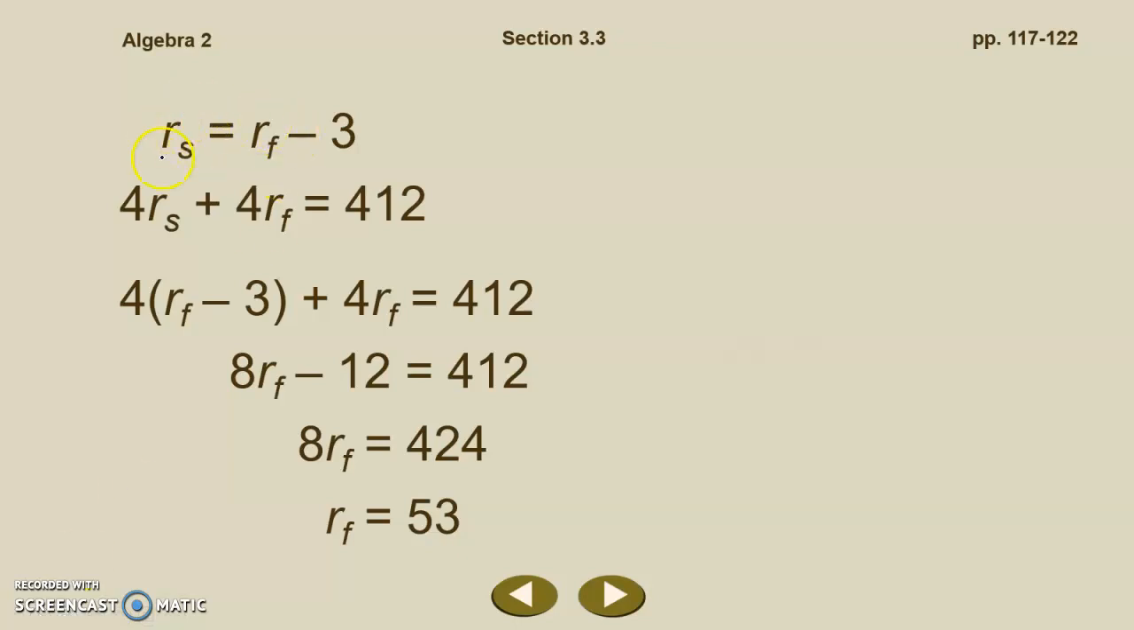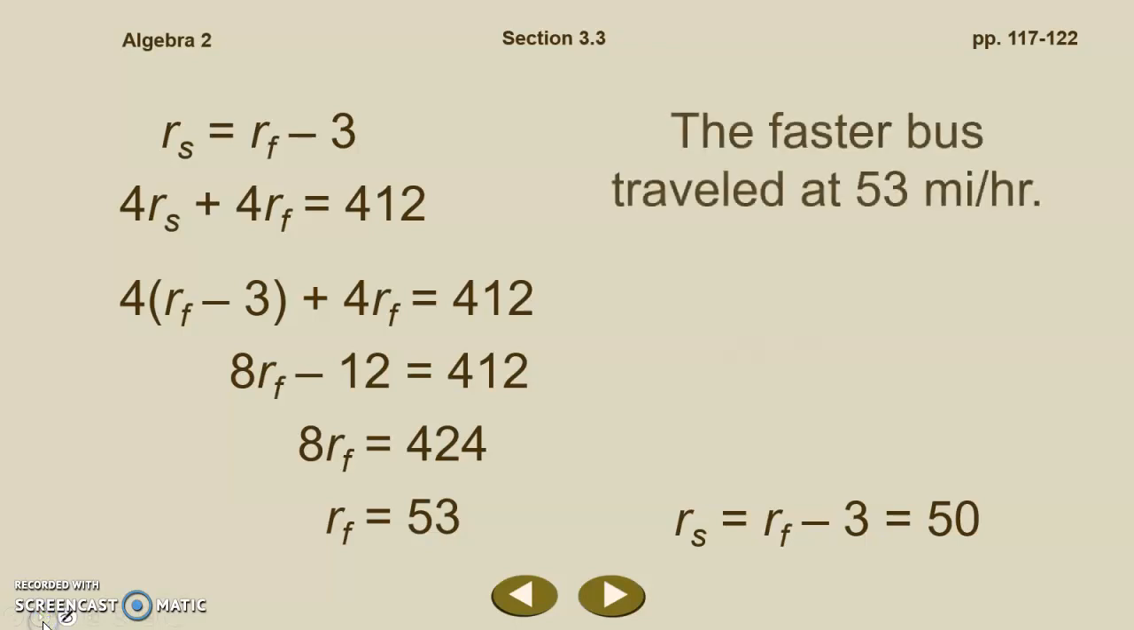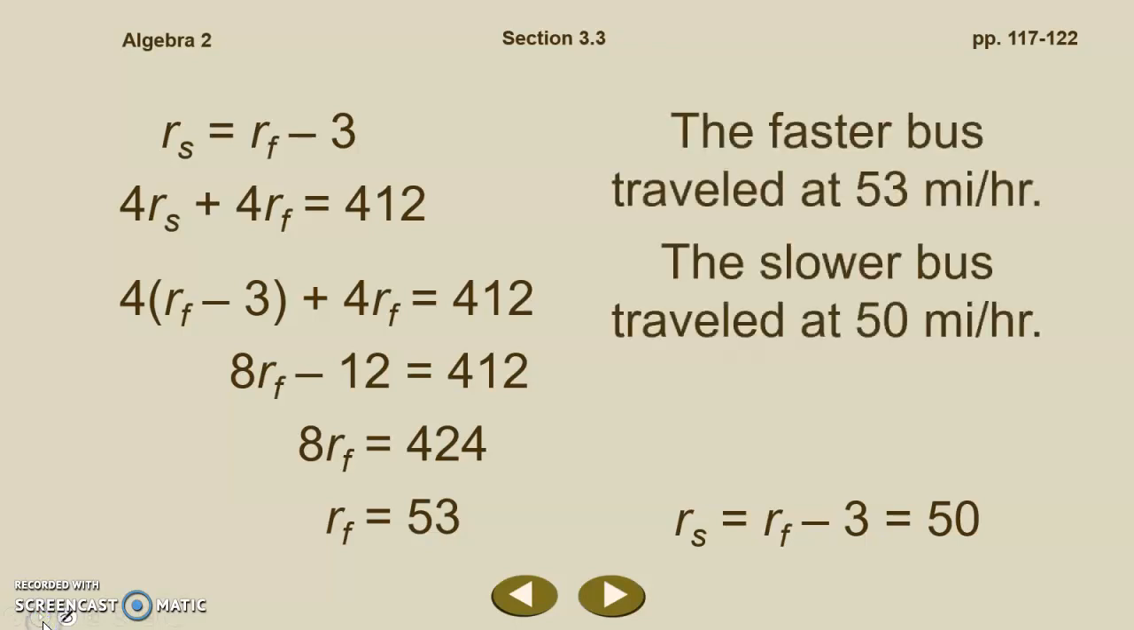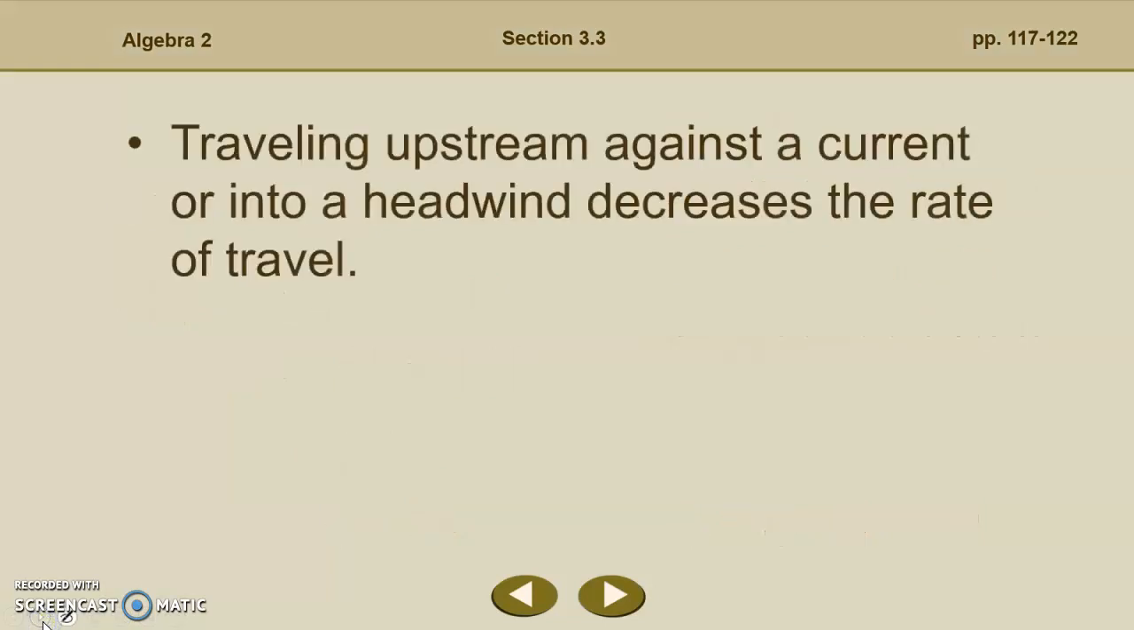Remember, we were told at the beginning that the rate of the slower vehicle is the fast vehicle minus 3. So the rate of the slower vehicle is 50, and that is what we were looking for, the speed of each bus. The faster bus traveled at 53, and the slower bus traveled at 50 miles per hour.